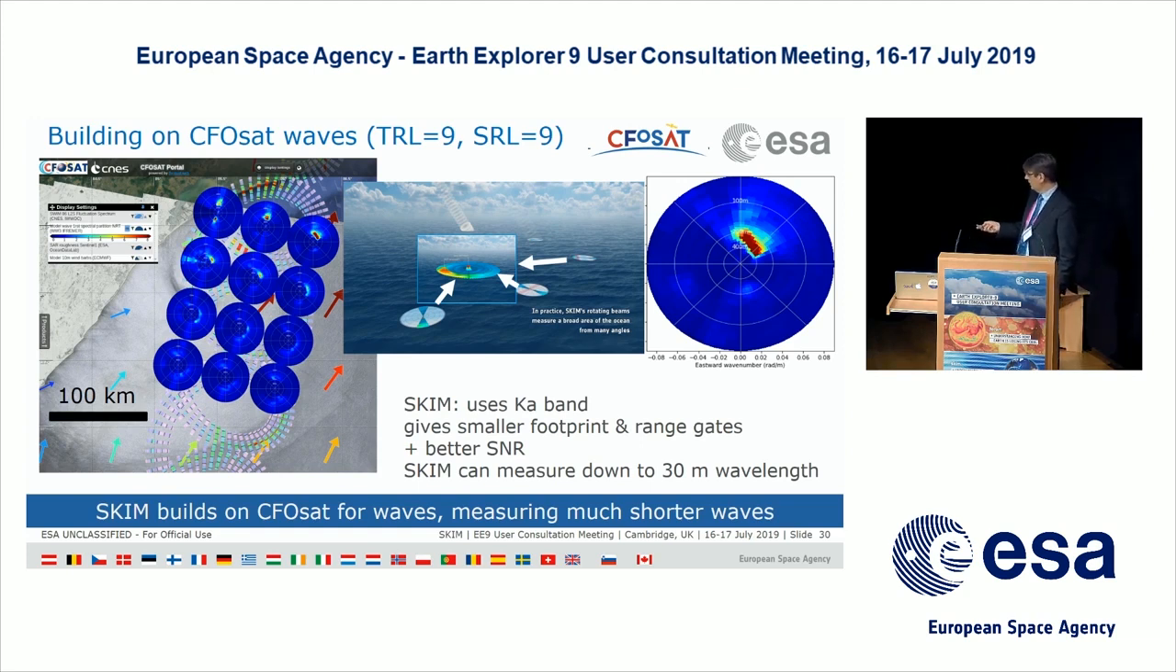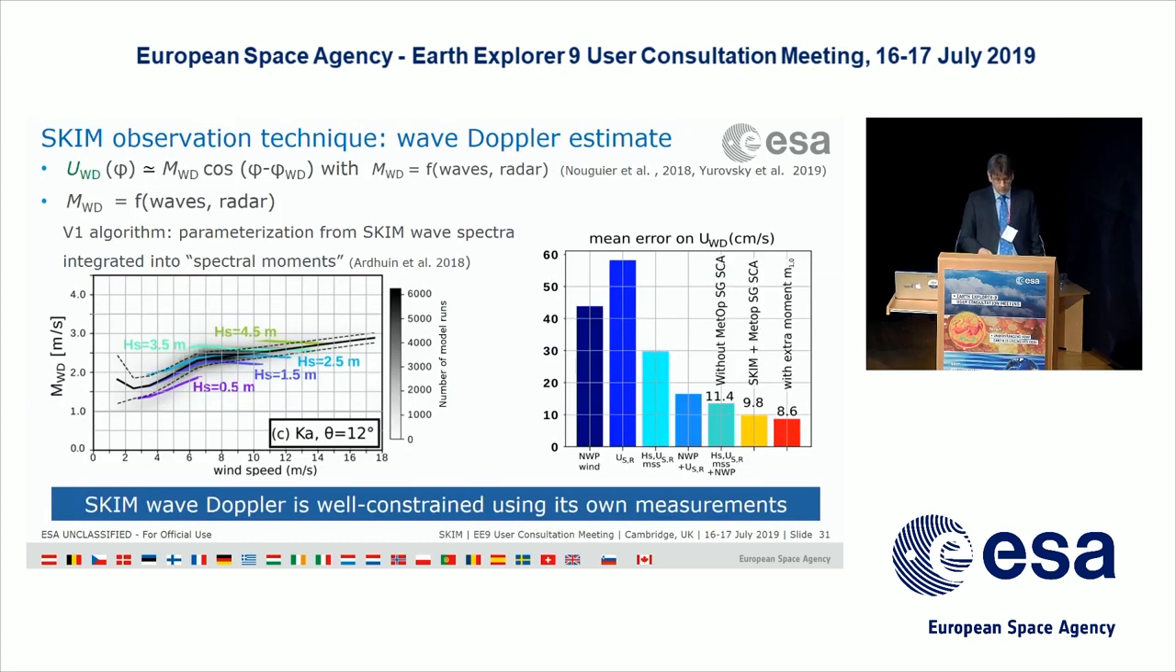Now, I have to explain a little bit how we estimate the wave Doppler from these wave measurements. It can be a bit complex, but basically we have a theory, validated by observations, that gives us a forward model of how, given a wave spectrum, we get a wave Doppler. This plot shows the magnitude of the wave Doppler in meters per second as a function of the wind speed. We've computed millions of spectra, and they all cluster around this black line here, which is the median value.